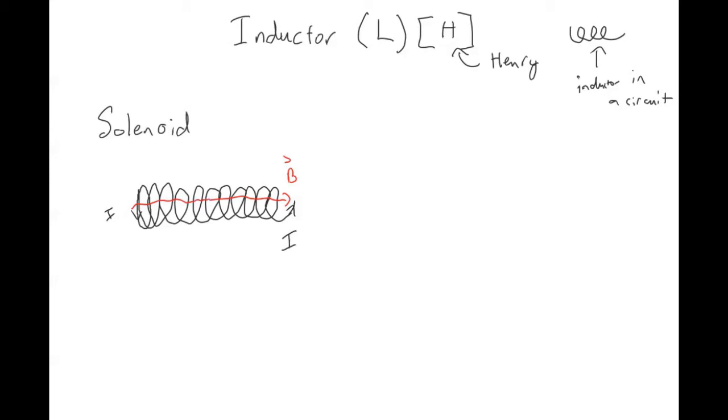And an important conceptual note is that the magnetic field inside of a solenoid is constant. Is uniform. So what that means is it doesn't matter where you are in the solenoid, the magnetic field will be the same. So whether you're close to the top of the loop or the bottom of the loop or the right-hand side or the left-hand side, as long as you're inside the solenoid, the magnetic field will be the same value.